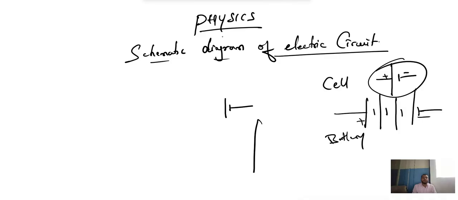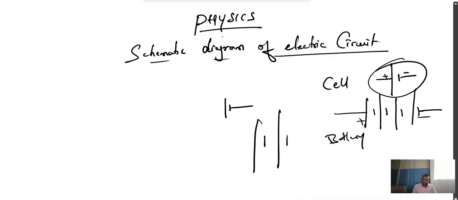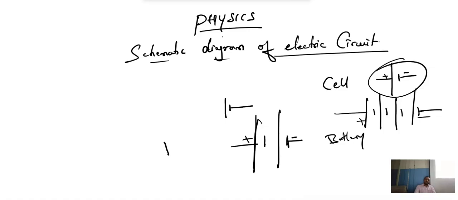Always you have to start from positive and end with negative. Draw the bigger line first and terminate with a smaller line. The bigger line indicates positive and the shorter line indicates negative. Sir, what happens if I draw both equal in size? It is not a cell, it is not a battery, it is a capacitor.